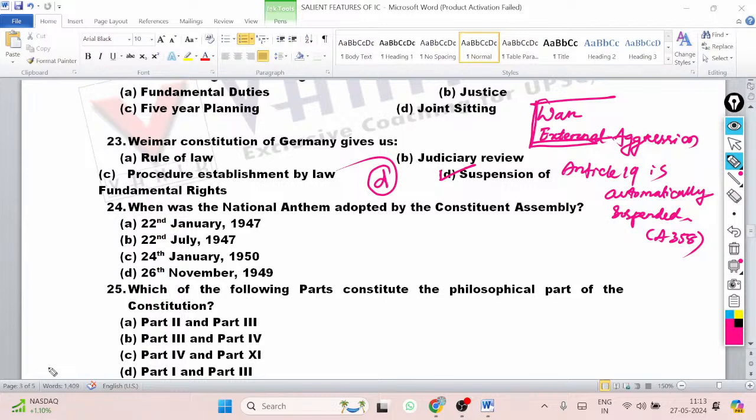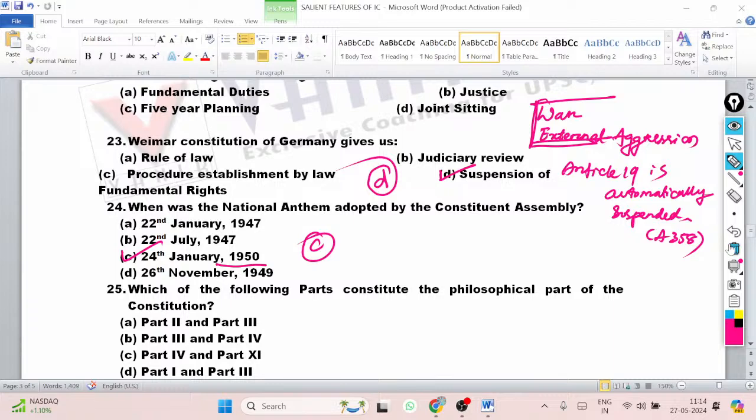When was the national anthem adopted by the constitution? It was on 24th January 1950. On this day, along with the national anthem, the national song was also adopted, and Rajendra Prasad was unanimously elected as the first President of India. And 24th January was the last working day of the Constituent Assembly. That is also a point to be noted. So that will be C.